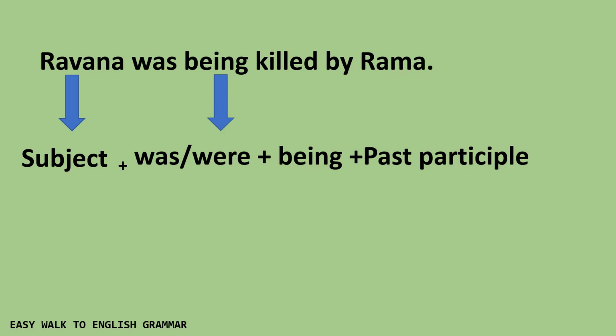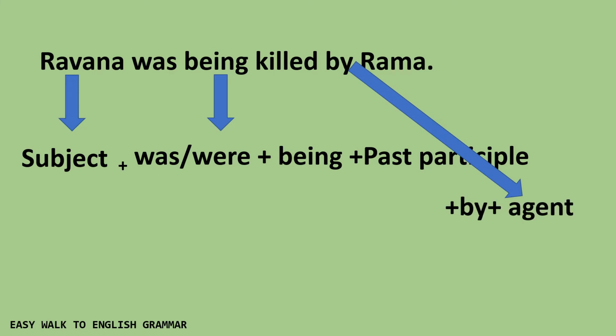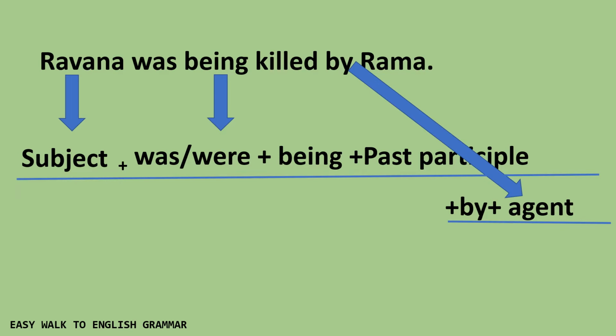plus past participle form of the verb, which is also a must in passive voice. We can only use past participle forms of the verb, plus by the preposition, plus agent. Here, agent is Rama. This is the passive voice format of past continuous tense.